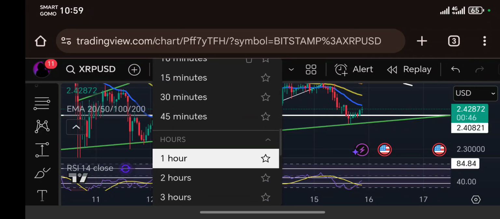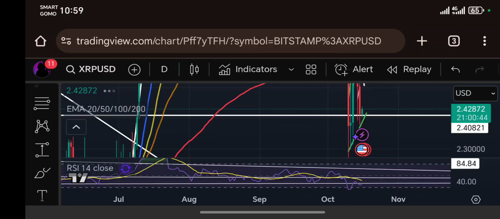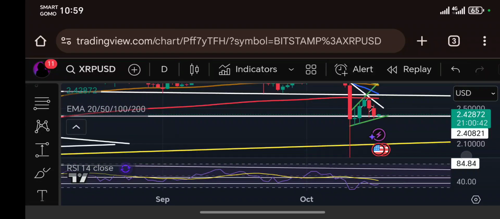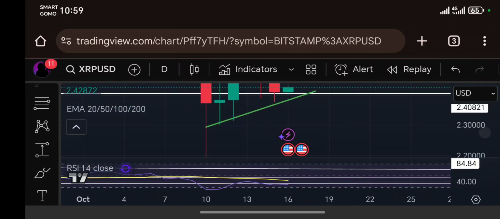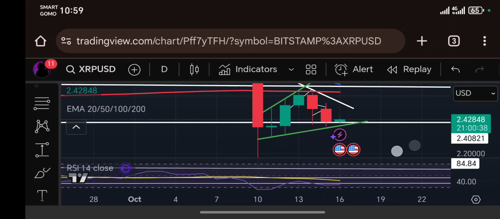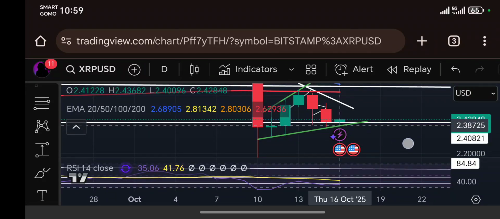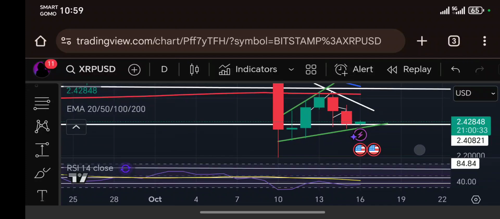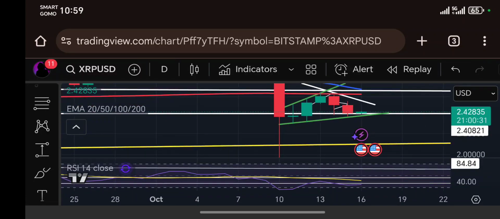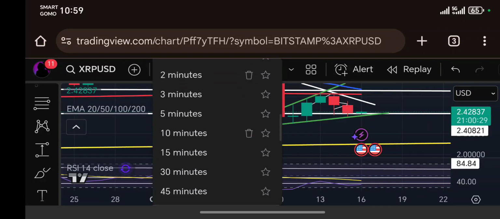So in your daily time frame, as you can see here, maybe adjusting this trend line is a good thing. It's perfectly aligned here now in your daily. Okay, let's go back to your weekly time frame.